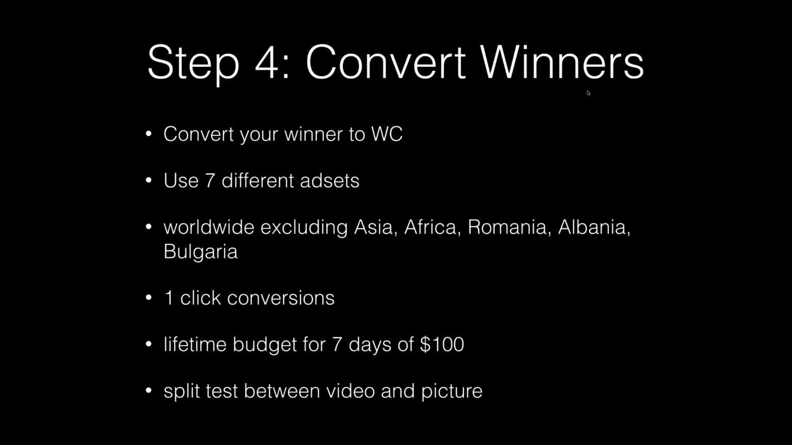And so for me, or actually for a lot of our different students, we always have trouble with Asia, Africa, Romania, Albania, and Bulgaria. So we just automatically exclude these off top. Now there is the location of worldwide, where you just type in worldwide, one word, and it will go ahead and target everybody in the world.